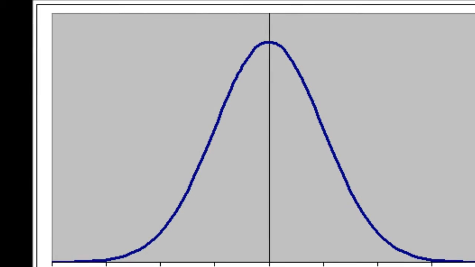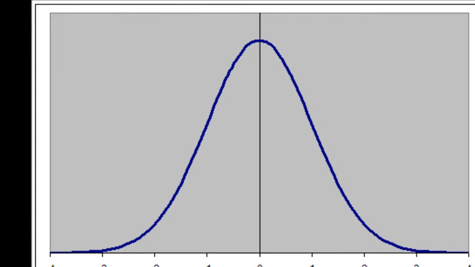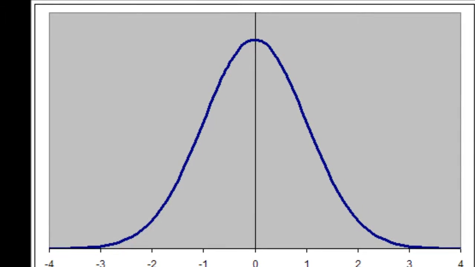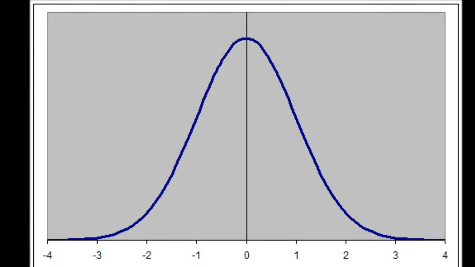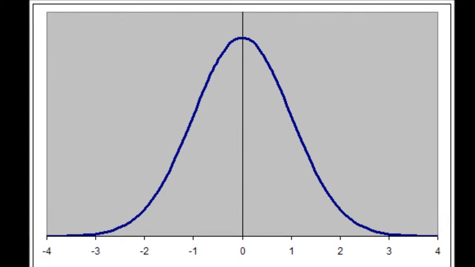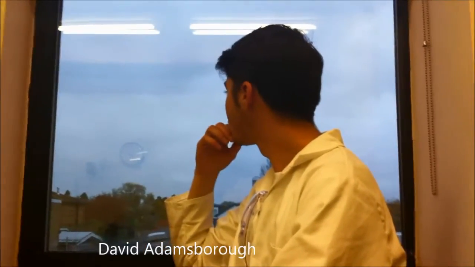Here's a normal distribution curve, with the number of individuals on the y-axis and the phenotype on the x-axis. As we can see, the majority of individuals have normal characteristics, shown by the peak of the curve. However, some individuals will have extreme characteristics, and will be found to one or other side of the curve.